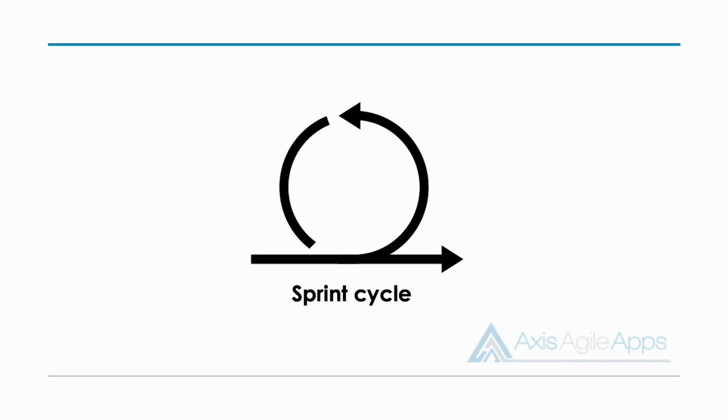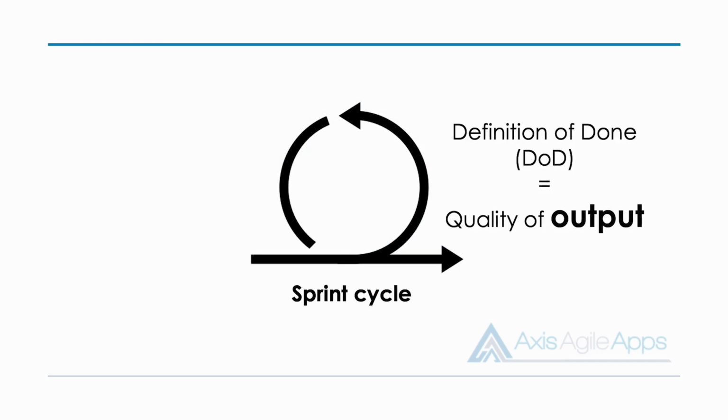So what's the difference between the definition of done and the definition of ready? Well, let's start by talking about what is the definition of done. The way I like to think about it is it sets the level of quality of the output of a sprint cycle. It helps the team define what that level of quality is. Now, it's typically in the form of a checklist. So for example, on the checklist, you might have the product backlog item has been tested, maybe the acceptance criteria has been met, and the product owner has reviewed and accepted it.